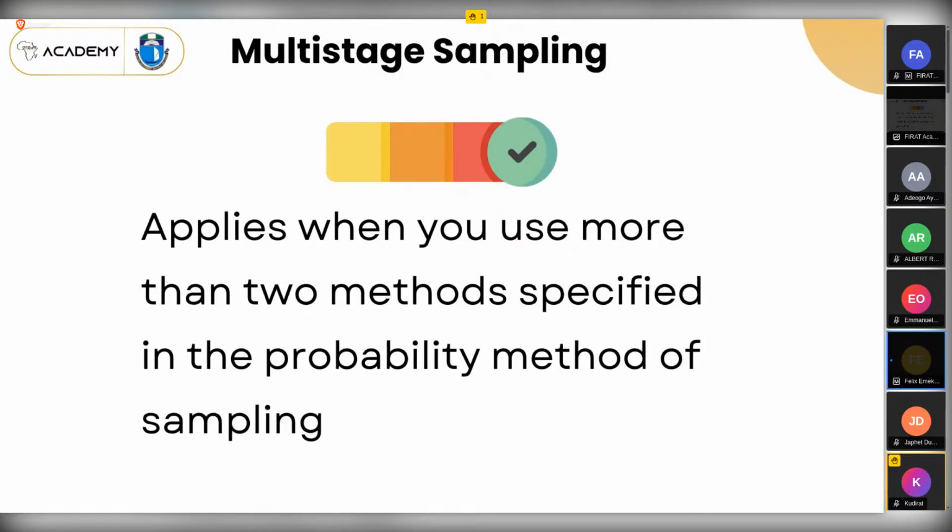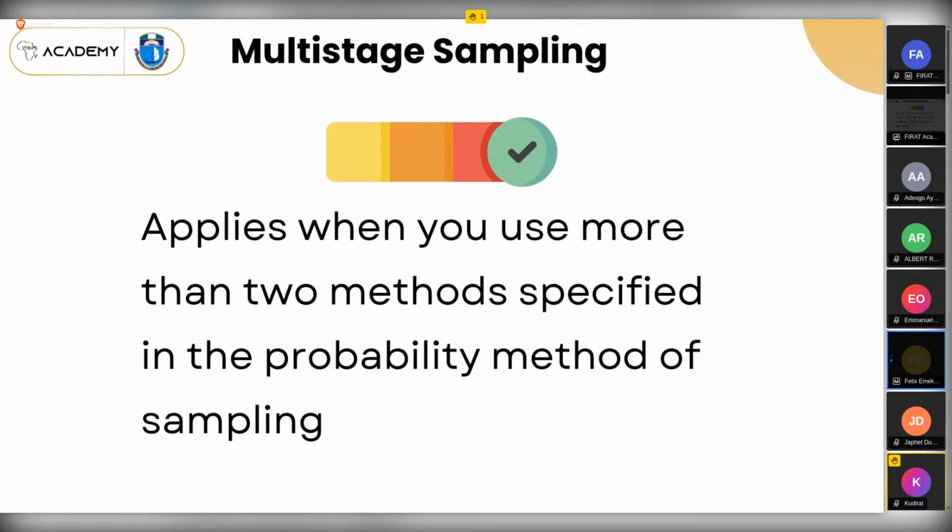As long as you've done sampling more than 2, that's 3 or more, it's a multi-stage. So multi-stage simply means using the different types of sampling that I've described. When you have to follow the steps, 3 or more, it makes it multi-stage.